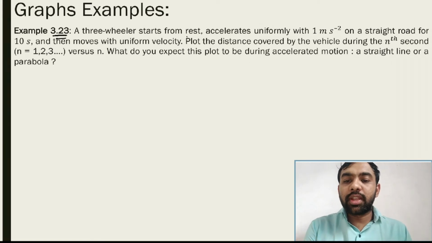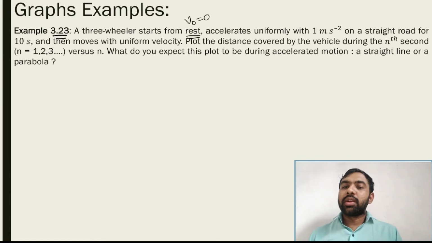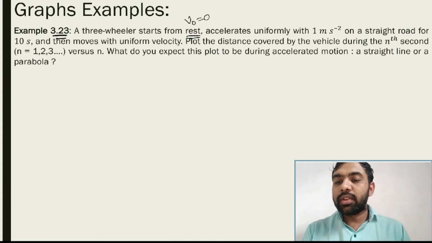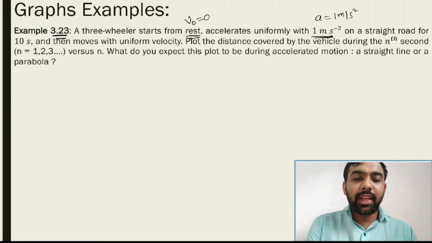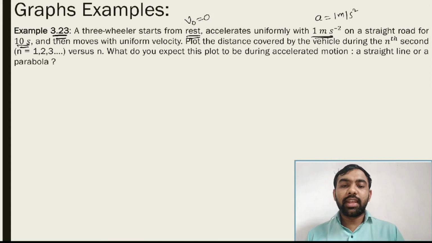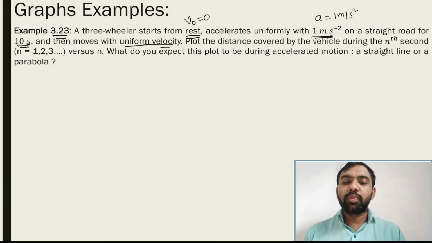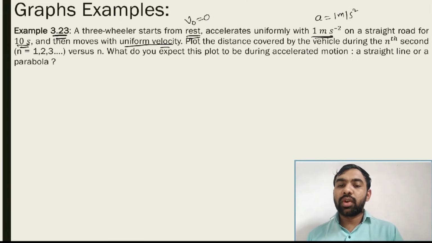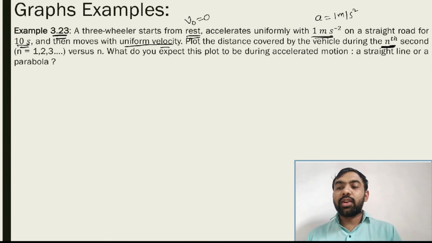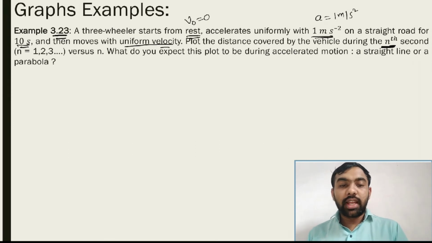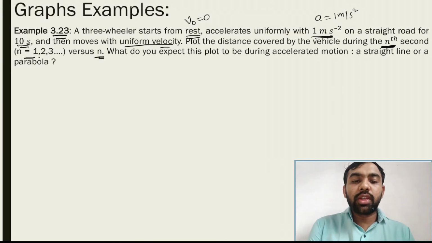A three-wheeler starts from rest, means initial speed is what? 0. It is accelerated uniformly with 1 meter per second, so a is equal to 1 meter per second square, on a straight road for 10 seconds. So this motion is up to the 10 seconds. Then it moves with a uniform velocity, then it moves with v is equal to constant. Plot the distance covered by the vehicle during the nth second. We derive this relation, nth second versus n. Here n is equal to 1, 2, 3 and so on.